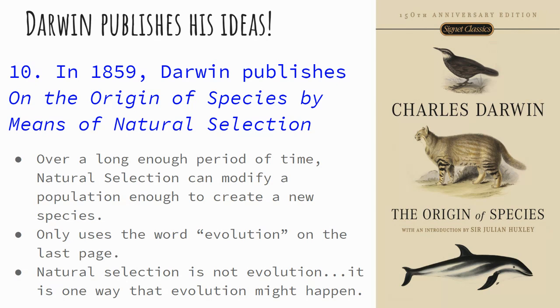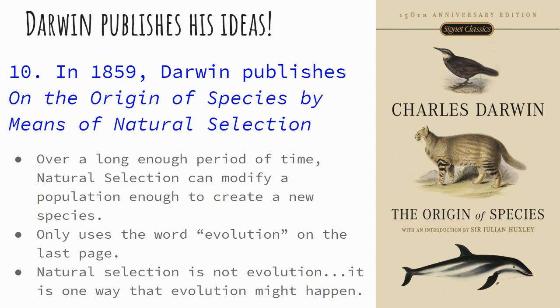But what he comes up with is that over a long enough period of time, so keyword long time, natural selection can modify a population and end up making new species. He only uses the word evolution on the last page of his book. So his ideas are on the origin of species, like how do new species come about? He didn't necessarily focus on the idea of evolution, but he was asking the question, where do new species come from? And he also points out that natural selection is not by itself evolution. It is just one way that evolution might happen.